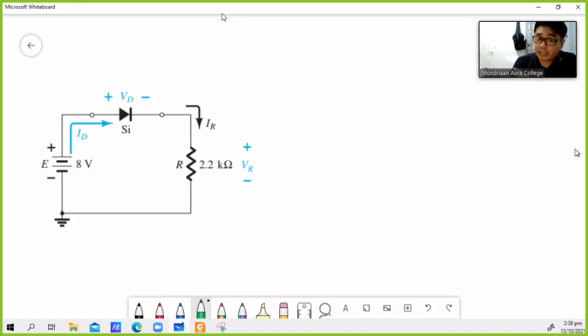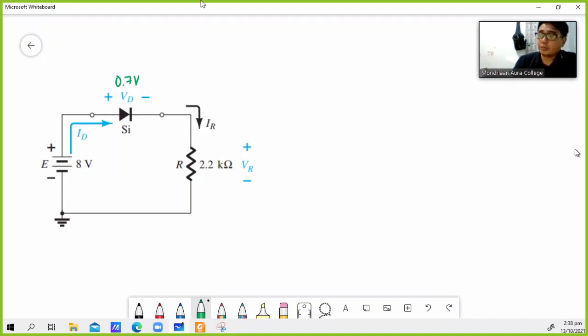So since naka-forward bias si silicon, maglalagay tayo dito ng 0.7 volts. Okay? And then, since naka-forward bias siya, we know that it will act as a conductor. Since it is acting as a conductor, current will flow. So the current will flow from positive, ayan, pupunta doon sa silicon diode, pupunta doon sa inyong resistor, pabalik doon sa negative. So yun yung flow niya. No? In this case, it's clockwise. From positive to diode, to the resistor, papunta doon sa negative.